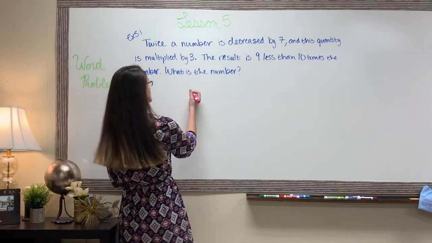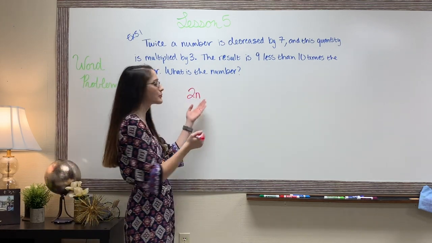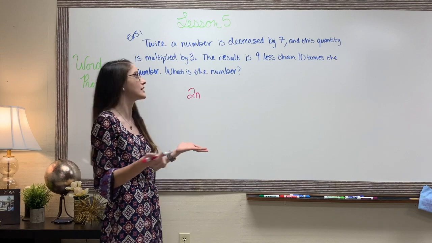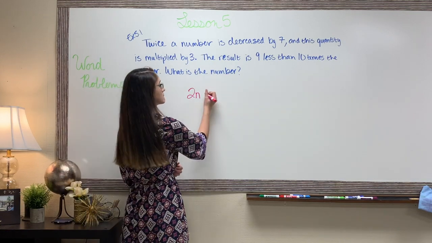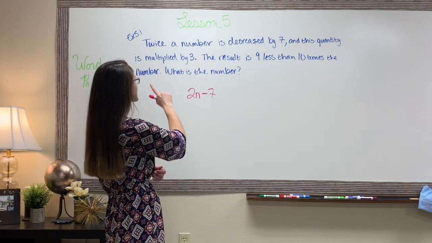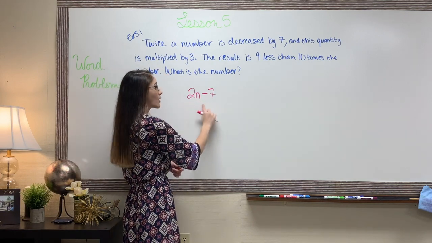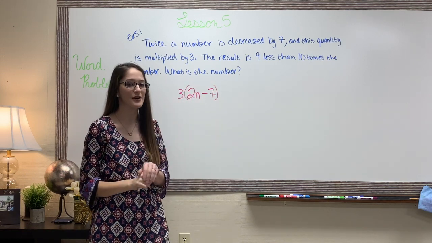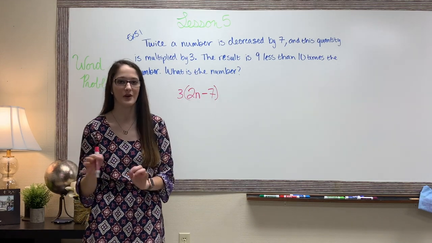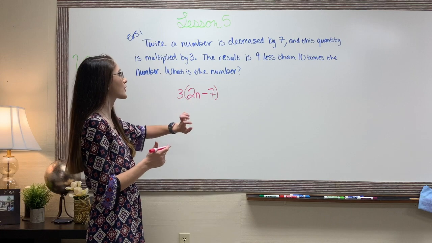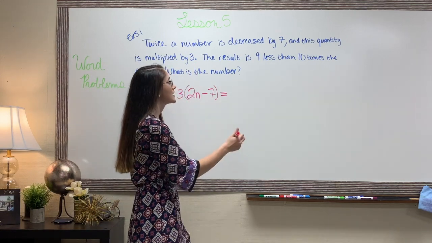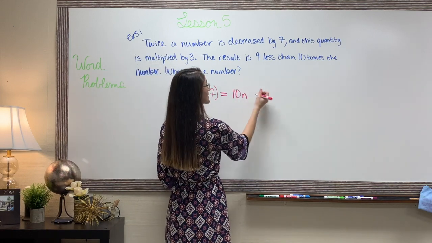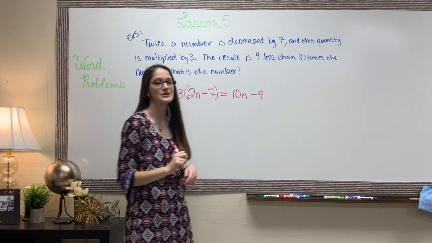So twice a number. Twice means times 2, so twice a number, or you could put x. It doesn't really matter what the variable is as long as you're consistent throughout the problem. But we're going to go ahead and go with n. So twice the number is decreased by 7, minus 7. This quantity is multiplied by 3. This whole thing is multiplied by 3. And I will say this part right here is what gets a lot of people, is knowing where to put your parentheses and things like that. So it's multiplied by 3, the whole thing. The result, that means equal, is 9 less than 10 times the number. Okay, so I'm going to write 10 times the number, but it's 9 less than. So that means we're going to subtract.